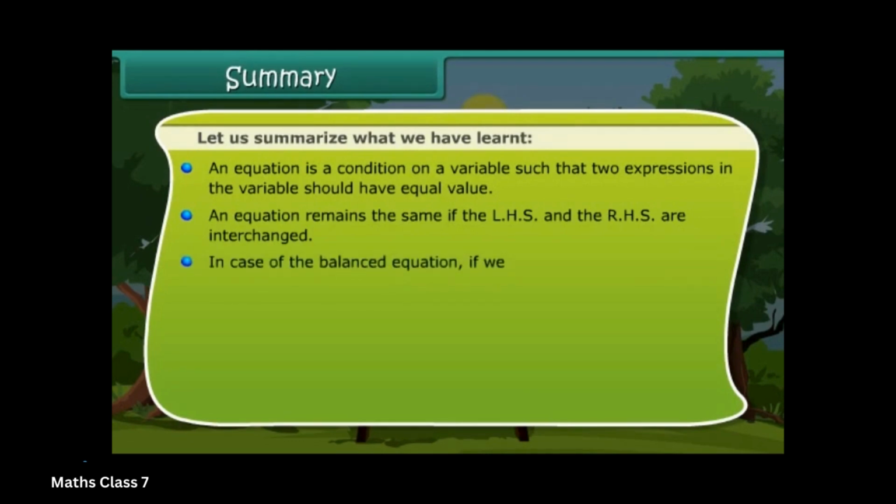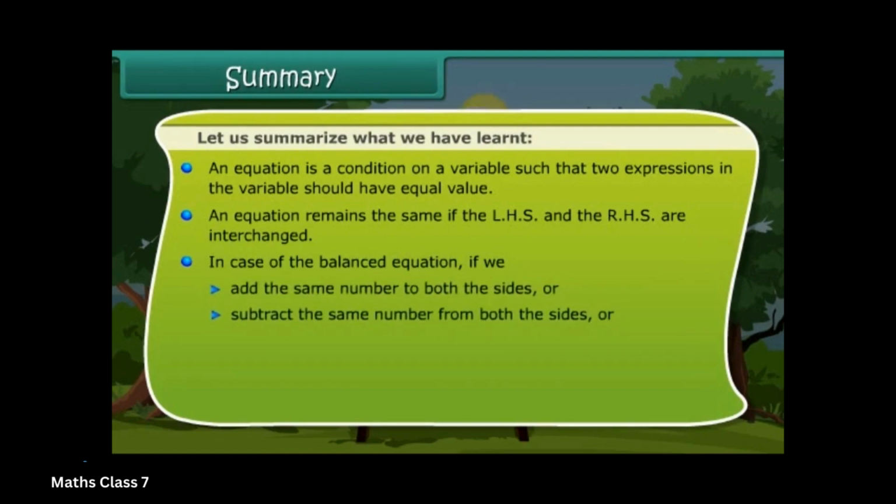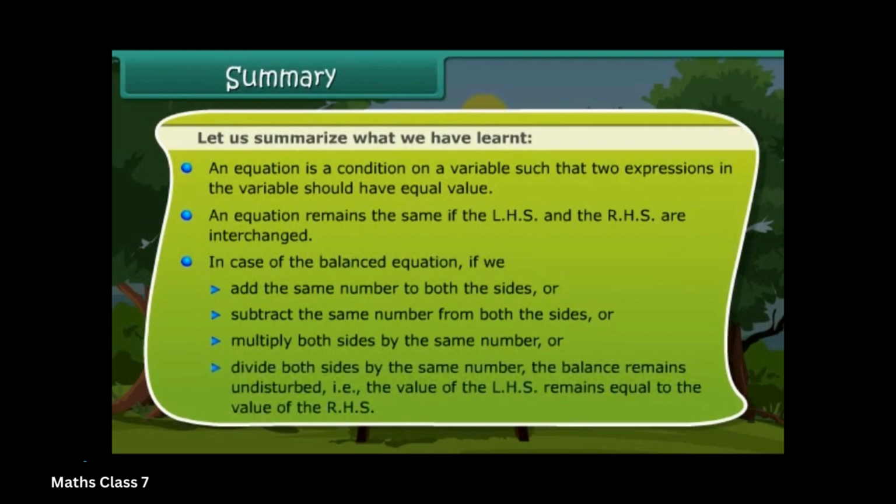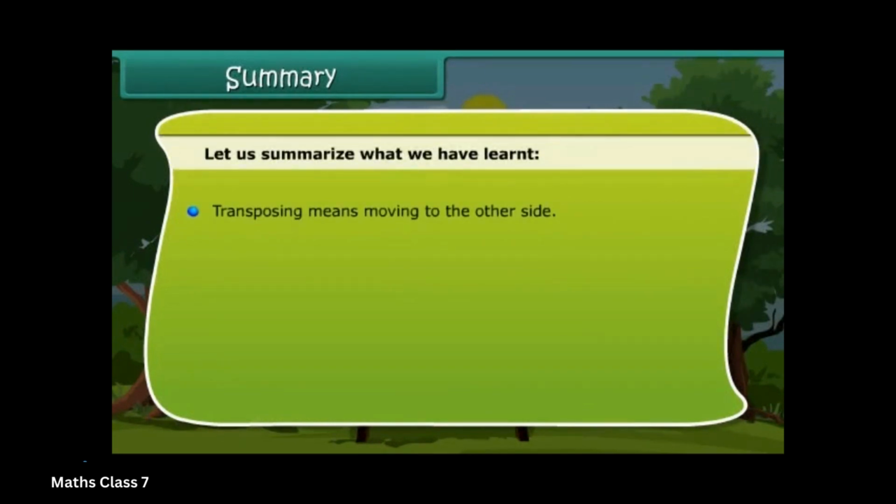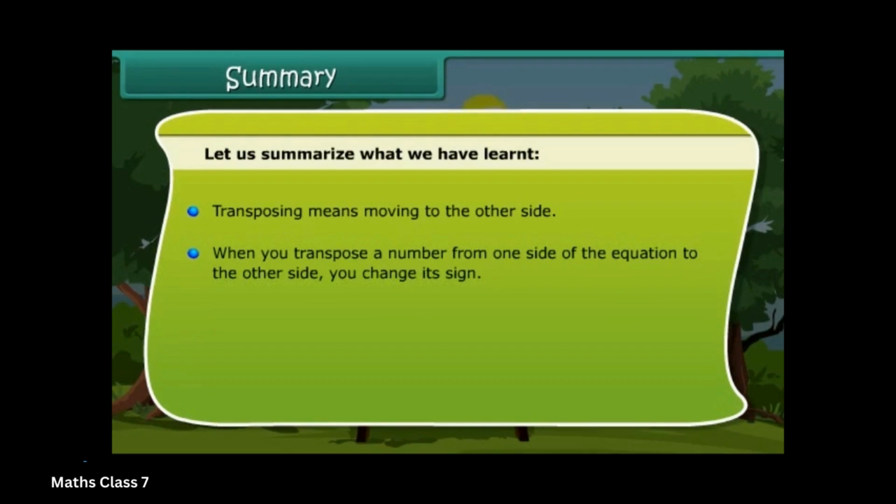In case of a balanced equation, if we add the same number to both the sides, or subtract the same number from both the sides, or multiply both sides by the same number, or divide both sides by the same number, the balance remains undisturbed. That is, the value of the LHS remains equal to the value of the RHS. Transposing means moving to the other side. When you transpose a number from one side of the equation to the other side, you change its sign.